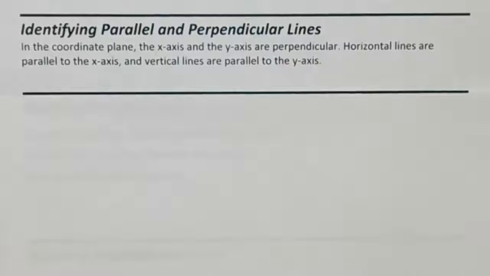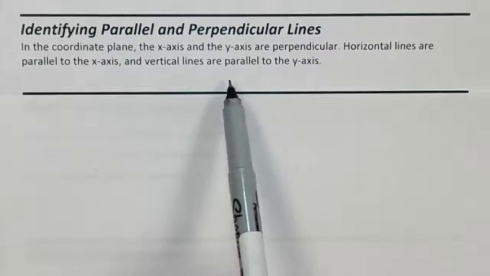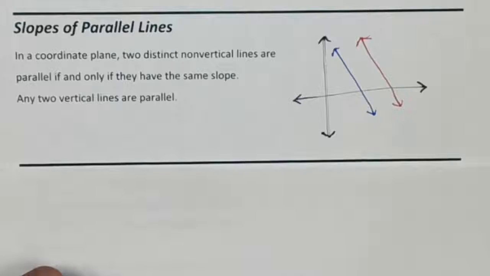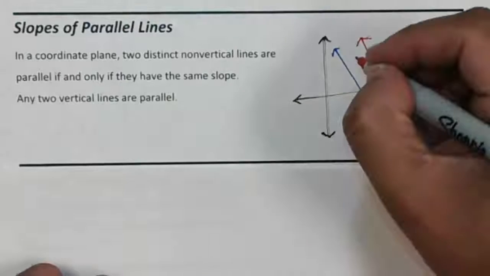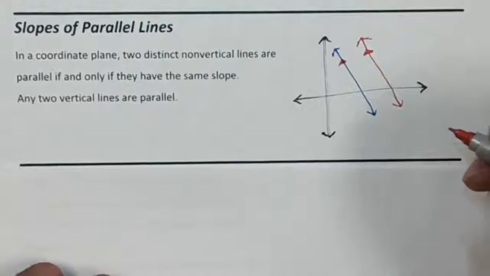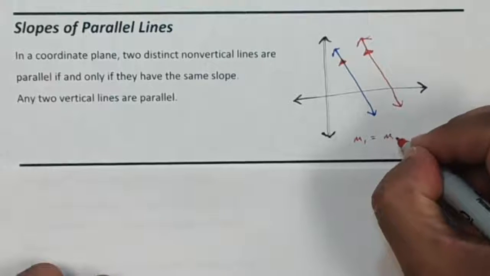All right, so now we're going to look at identifying parallel and perpendicular lines on the coordinate plane. Important thing to remember, horizontal lines are parallel to the x-axis, vertical lines are parallel to the y-axis. For lines to be parallel, the slopes have to be equal. So if I want these to be parallel, what I need is the slope of the first line to be equal to the slope of the second line.